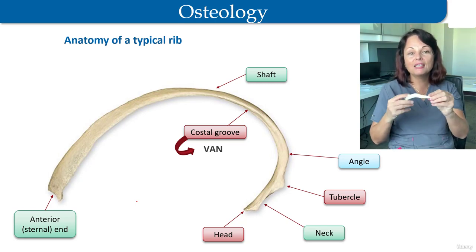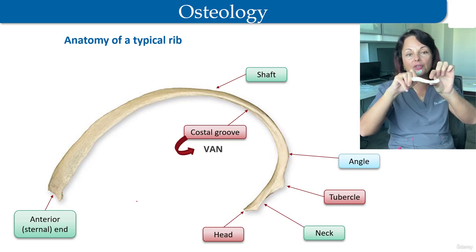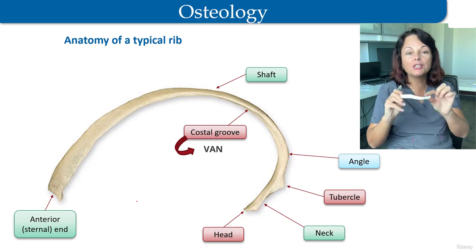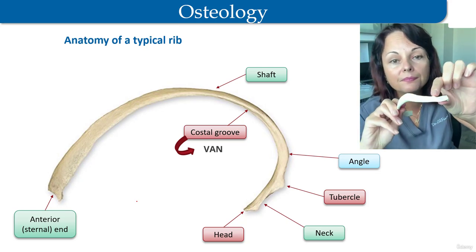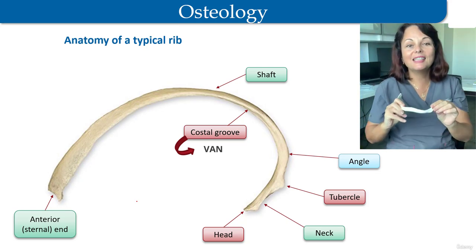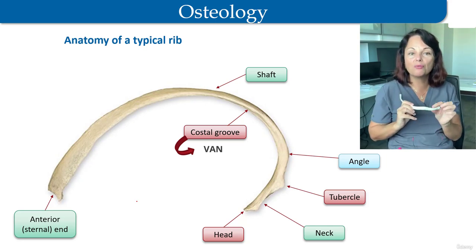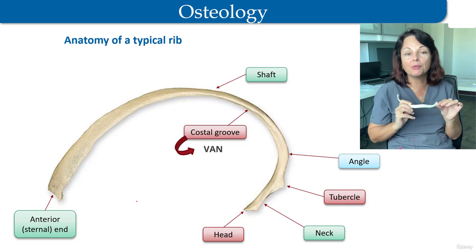The neck is the narrow portion of the rib between the head and tubercle, which is this projection right here. The tubercle is a prominence on the external surface of the rib here. It contains a medial facet that articulates with the transverse process of the numerically corresponding vertebra.